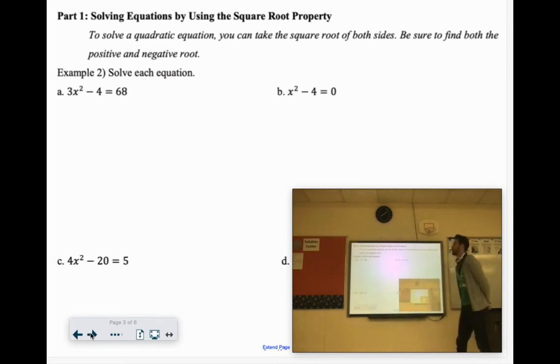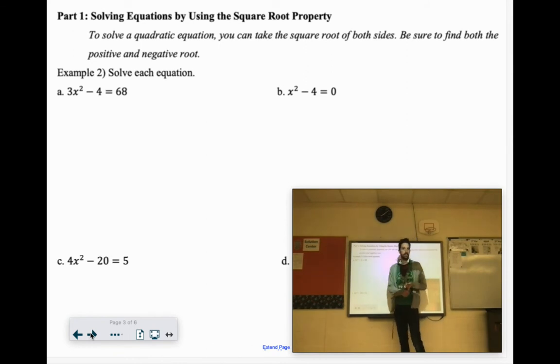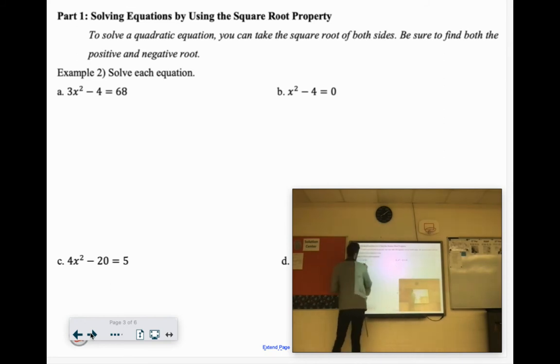Solving equations by using the square root property. All right, our first goal is to isolate the x squared. So in this case, 3x squared minus 4 equals 68. We're going to get it down to just x squared equals something. So first, imagine it just said 3x minus 4 equals 8, a two-step equation. You would add the 4 first. 68 plus 4 is 72.